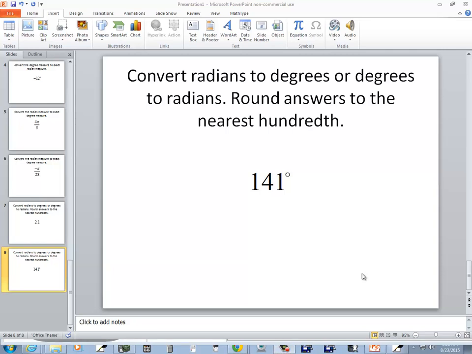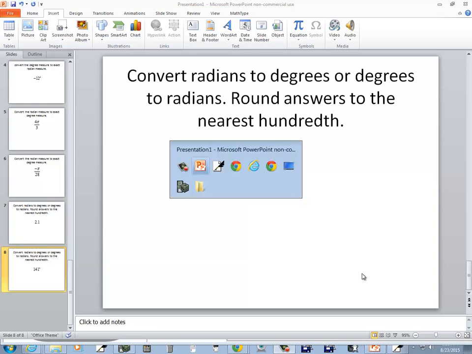Let's take a look at this problem. We want to convert radians to degrees or degrees to radians, then round the answer to the nearest hundredth. We got 141 degrees.